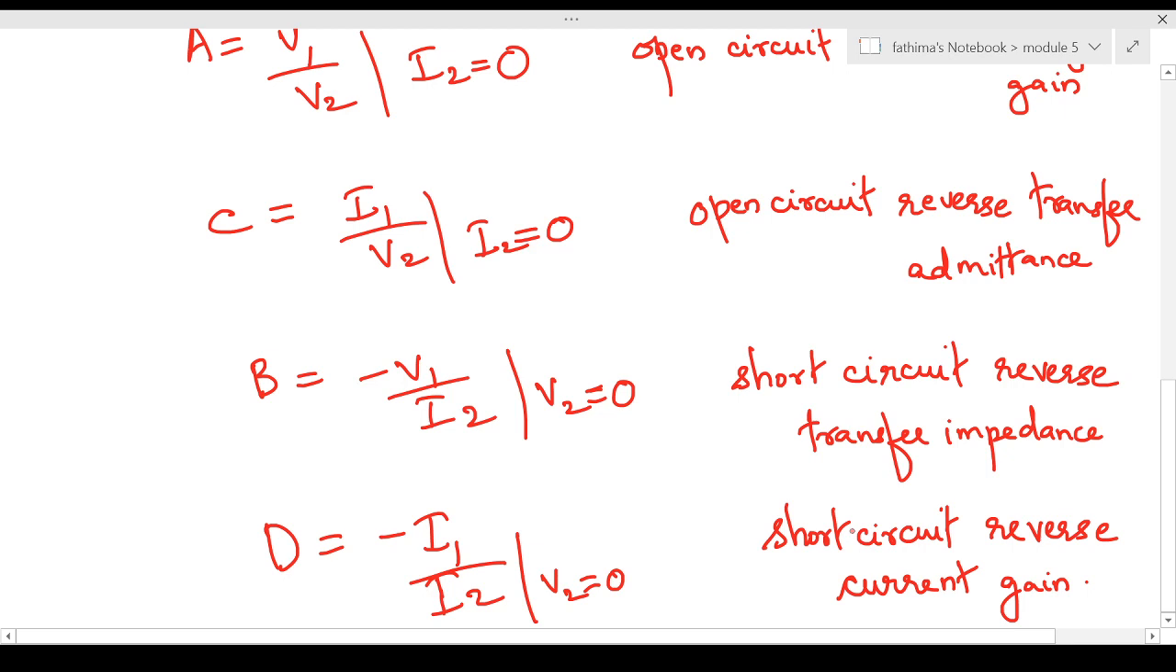We can also call D the negative short circuit current ratio. It is the current ratio, and it is negative, so it is the negative short circuit current ratio, and we can name B the negative short circuit transfer impedance, reverse transfer impedance, and A and C we have already mentioned.